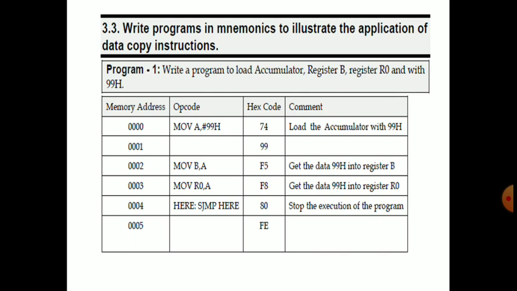And on the right side, the hex code is the instruction code number, as mentioned here. On the right side is the comment, to see what it will do, what it will perform while executing. Load the accumulator with 99H, get the data 99H into register B, get the data 99H into register R0, stop the execution of the program. So you can write the second program like this.